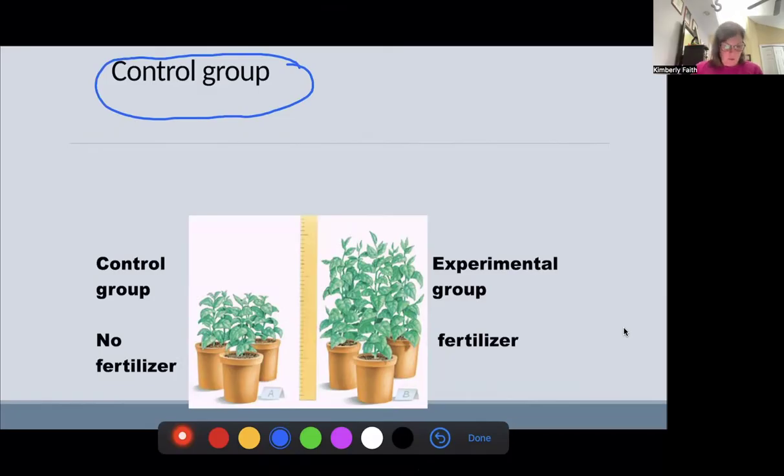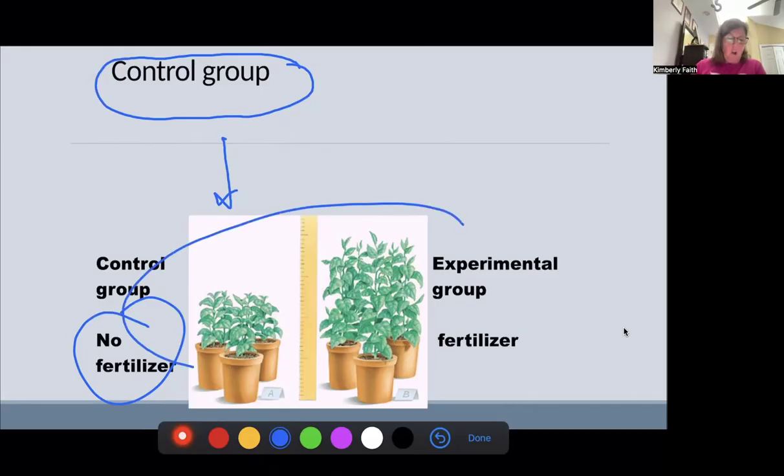A control group is the group that's not getting the treatment. I'm trying not to use too much complicated language here, like the independent variable. The experimental group is receiving the thing you're asking about, what you're testing, the independent variable.